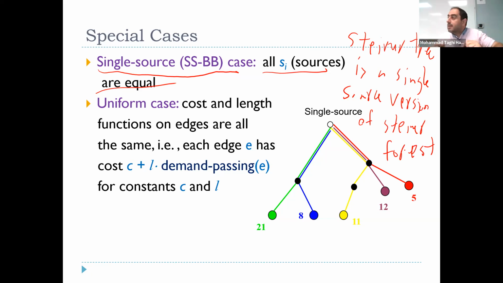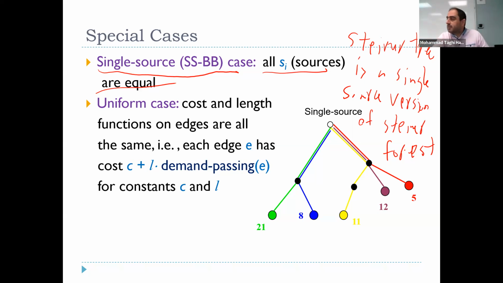Why? In the Steiner tree, you can say that I want everyone to be connected to one vertex. Of course, this vertex can be any vertex, but this is somehow the rooted version of that. So here, all the s_i, and again, we can think about all s_i being the same or all t_i being the same, doesn't matter. This is called single source.